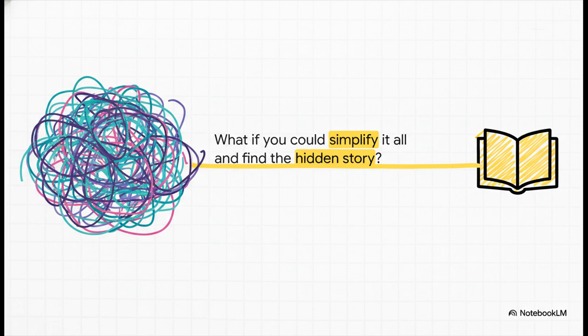But imagine for a second, what if you could just cut through all of that complexity? What if you could find the real story that the data is desperately trying to tell you? That's really the promise of what we're digging into today.